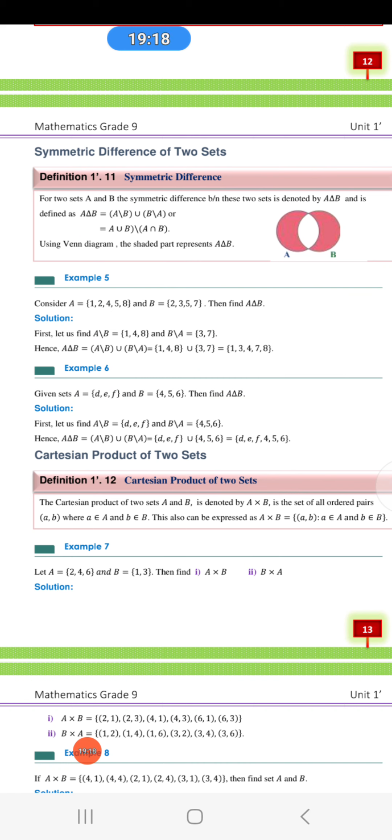Okay, the next is example 5. Consider A is equal to {1, 2, 4, 5, 8} and B is equal to {2, 3, 5, 7}. Then find A delta B, or A without B union B without A, or A union B without A intersection B.